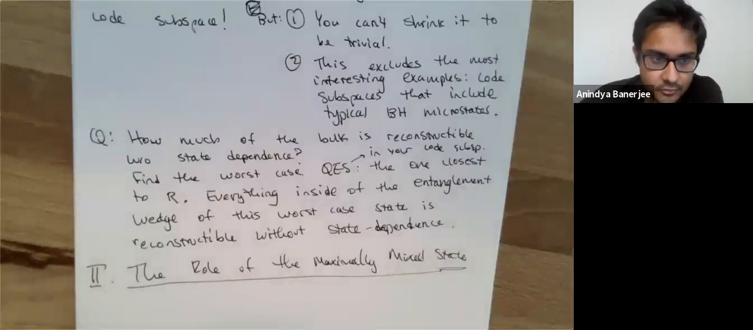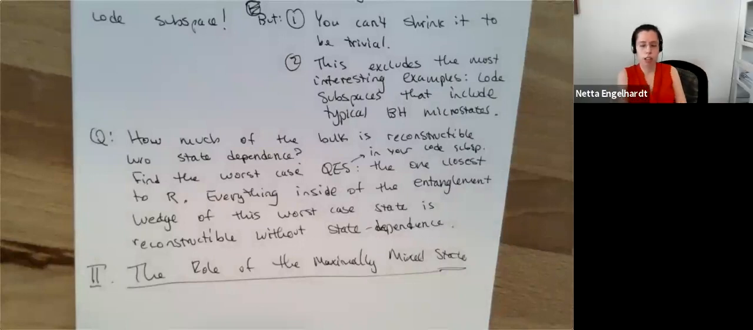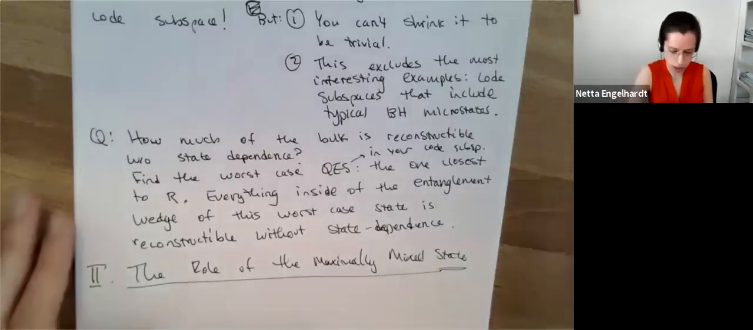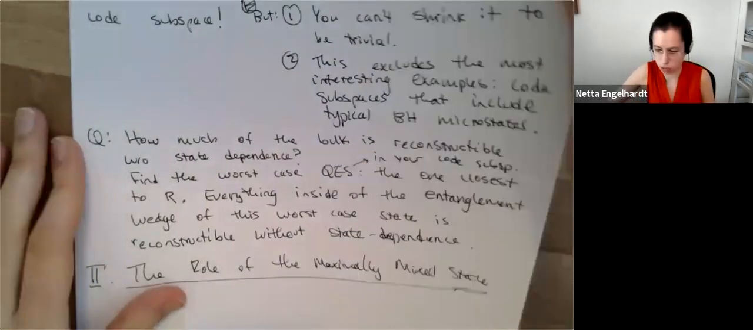So why are you taking this to be closest to R? I thought with HKLL, you could just construct everything up to the causal wedge anyway. Yes, but so this is an important question. Let me draw a picture.